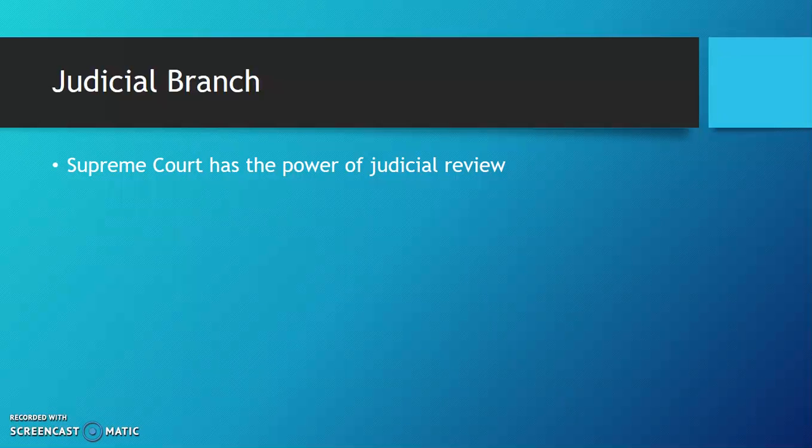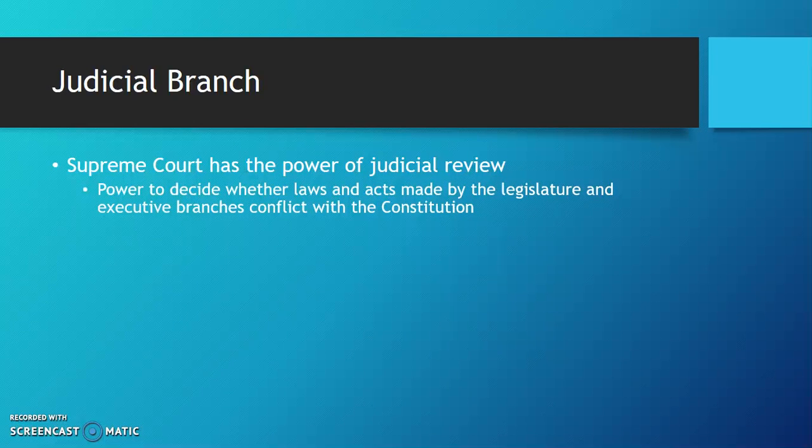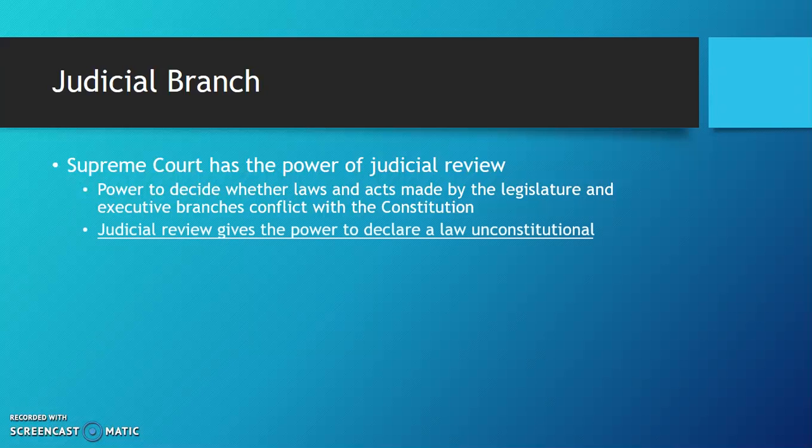The Supreme Court also has the power of judicial review. Judicial review is the power to decide whether laws and acts made by the legislative and executive branches conflict with the Constitution. They make sure the laws that they pass are constitutional. Judicial review gives them the power to declare a law unconstitutional, and therefore it will be removed.